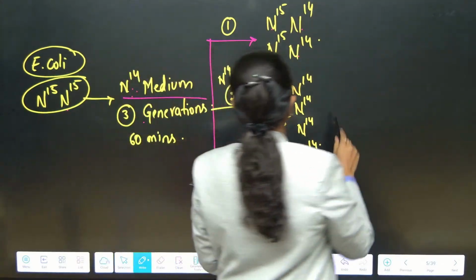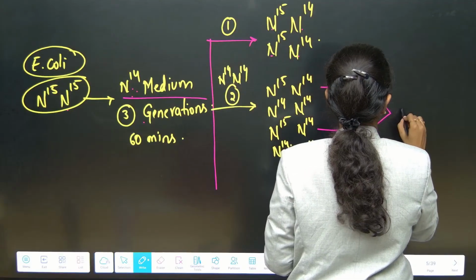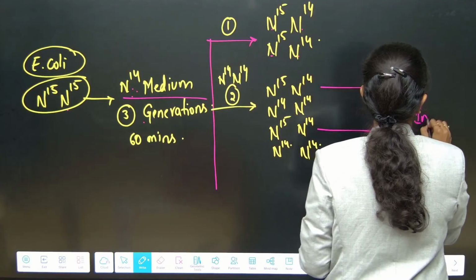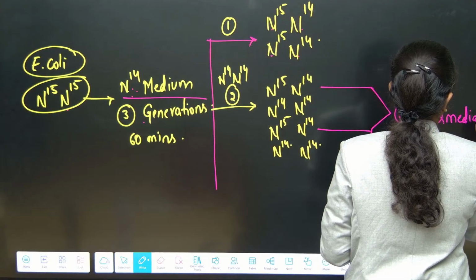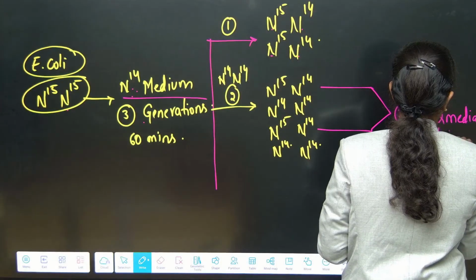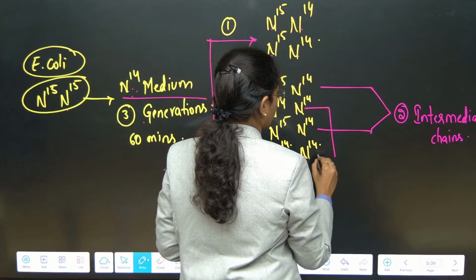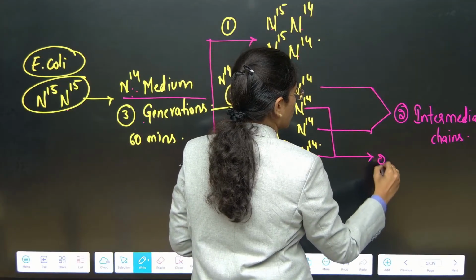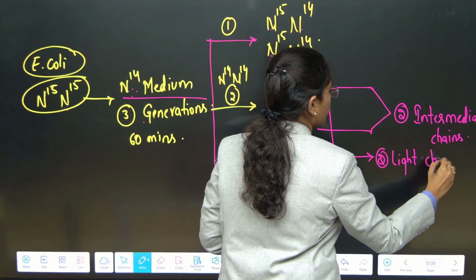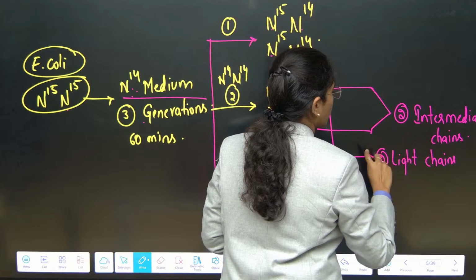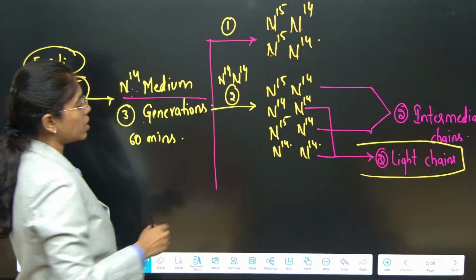So here you can see two intermediate chains and two light chains. Two intermediate chains and two light chains. Clear? Now the third generation.